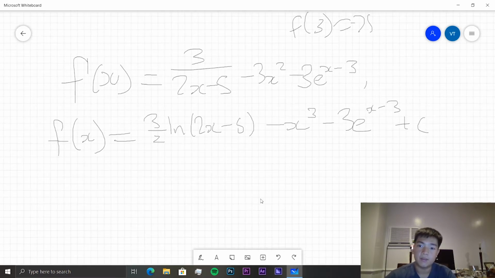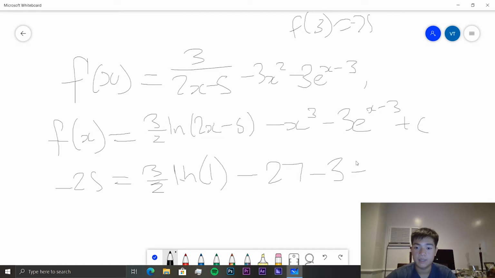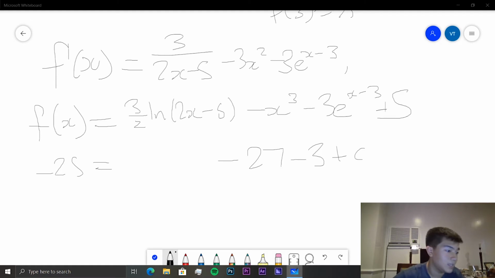And so since we have f of 3 is equal to negative 25, we have negative 25 is equal to 3/2 ln 1 minus 27 minus 3e to the 0, so minus 3, plus c. ln 1, of course, being 0, so this entire thing is 0. So you have negative 30 plus c, so c should be equal to 5. So we have 3/2 ln|2x minus 5| minus x cubed minus 3e to the x minus 3 plus 5. Yep, that's correct.